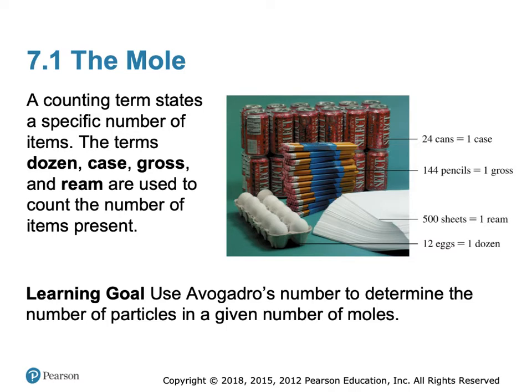All right, so what we're going to do here is look at this unit called the mole and how it relates to something called Avogadro's number. We can find similar counting terms in our everyday life. For example, a dozen means 12 of something, 24 cans is often referred to as a case, a gross is 144 units, and a ream is typically 500 sheets of paper.